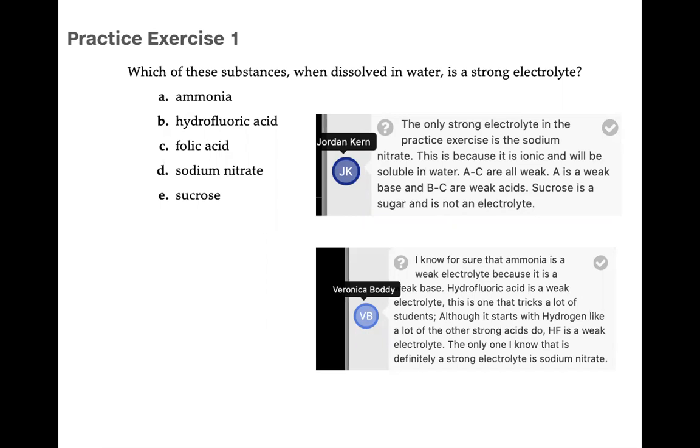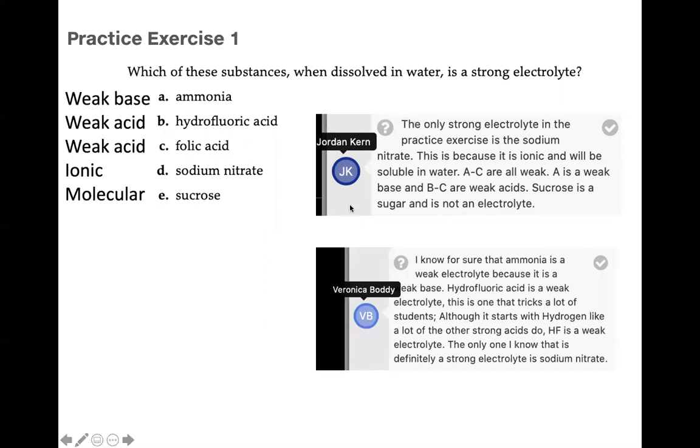That's what I'm trying to point out, because a lot of times people think of HF as being strong, but it's an example of a weak one. HF is a weak electrolyte. So I'm agreeing with what the students were saying.